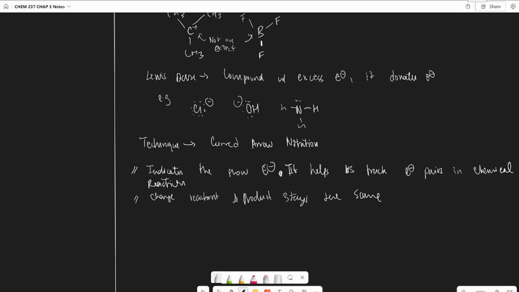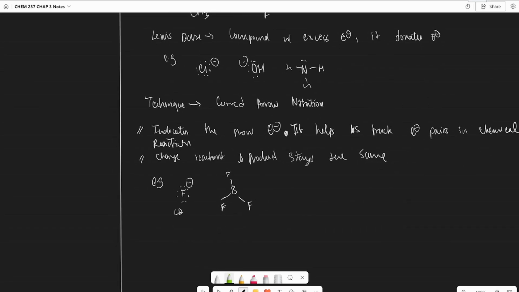An example of this would be a fluoride ion, which we know is a Lewis base, interacting with boron trifluoride. The main concept is rich give to poor. If you're electron rich, which makes you a Lewis base, you will give to the poor, which is a Lewis acid.